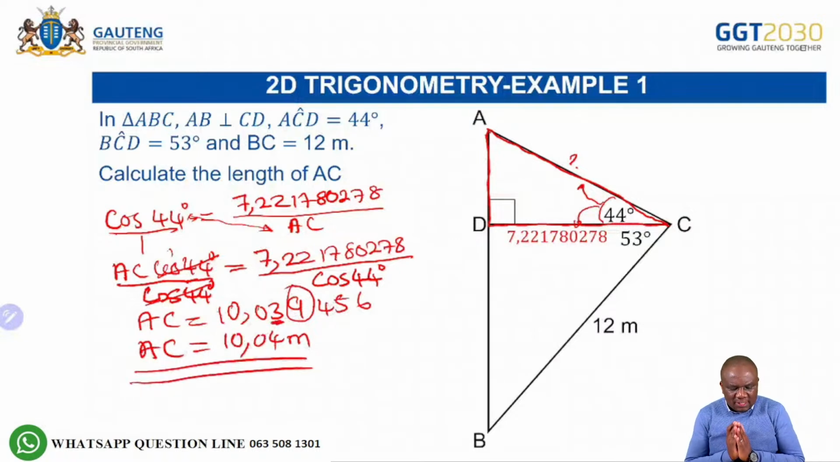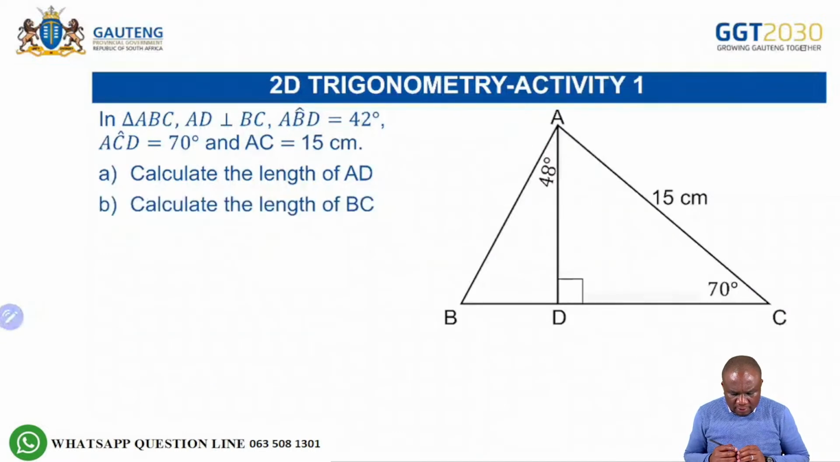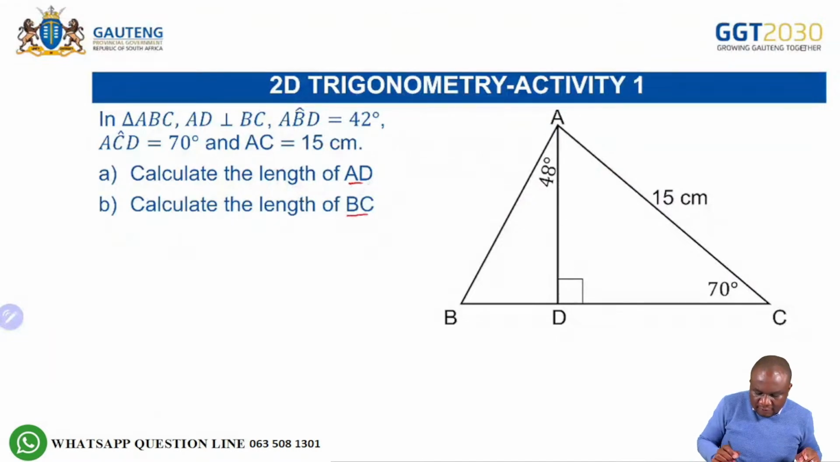That's an example. Now I'm going to give you time to do an activity almost similar to this. Are you ready to do the activity? Let's try. Rectangles. Let's go to the activity. Right. Can you try to do this? You're doing both of them, A and B. You're finding AD, then finding BC for 5 minutes. I'm going to give you 5 minutes. Let's try.